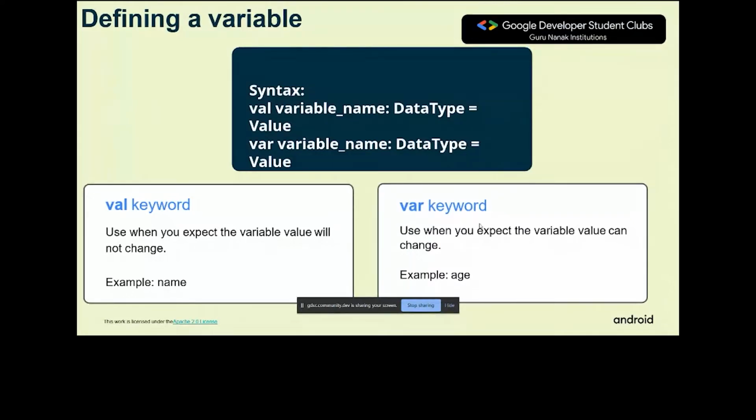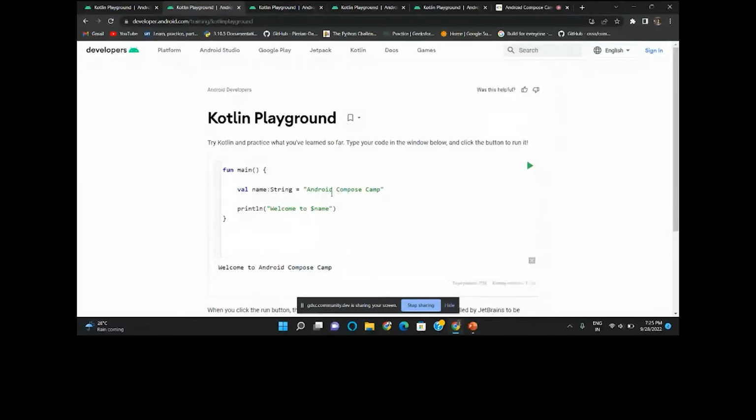Let me open the Kotlin Playground now. See, in this example, I defined a variable with the name variable name. Are you guys able to see it? Just try along with me. Open the Kotlin Playground and try typing this code so you'll understand it easily. Just give some other name.